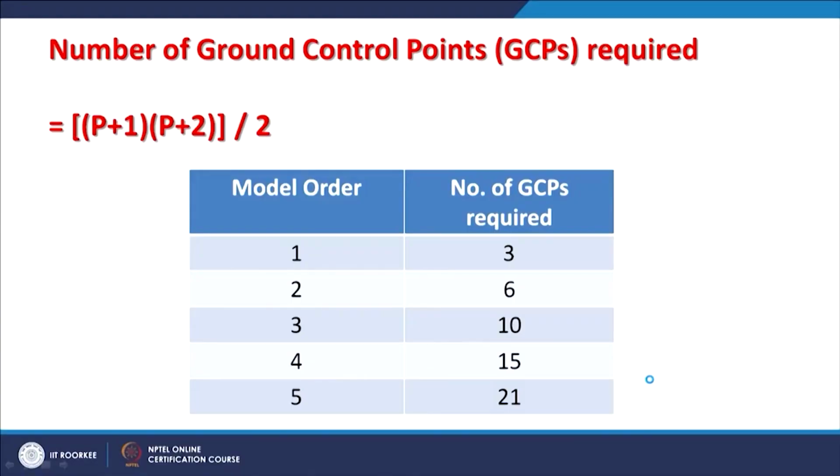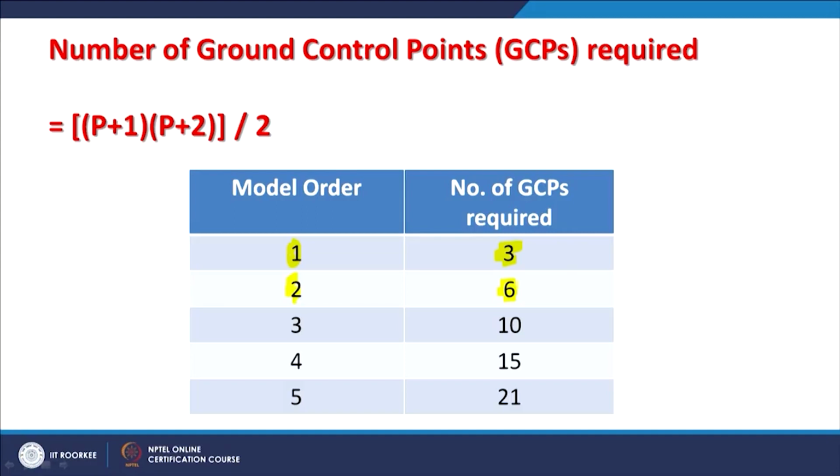So how would I know beforehand the minimum number of GCPs required for different orders of polynomial equation? There is a very simple formula: (p+1)(p+2)/2, where p is the order of the polynomial. So if I choose order 1, then the minimum ground control points required is only 3. If I go for second order polynomial, then I require a minimum of 6.